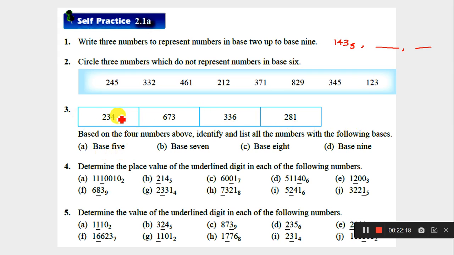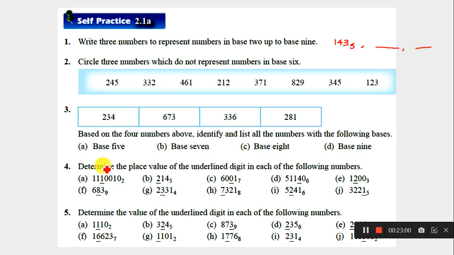So base 5. Okay, from these 4 numbers, which one is base 5? As you can see, only 1. This number only is for base 5. The rest are not base 5 because they consist of digits greater than 5. Okay, for base 7, you can choose more than 1 answer, depending on the base.